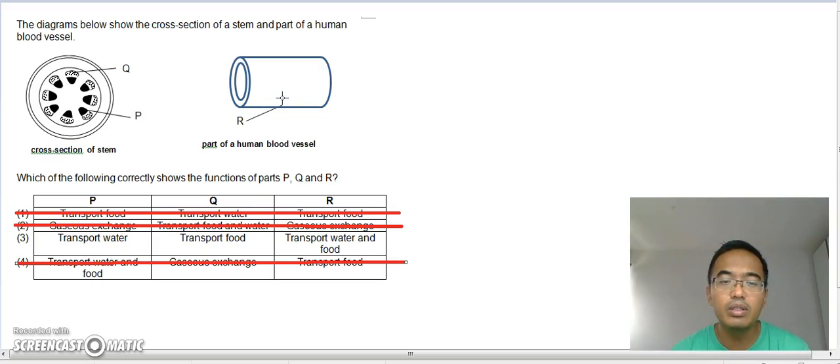The blood vessel transports water, food, as well as oxygen, carbon dioxide, and other materials. So it is not separated like the cross section of a stem. The transport system for humans is not like the transport system of the stem where they are separated. In humans it is all together, and we call that the blood vessel. So the answer for question 6 is 3.